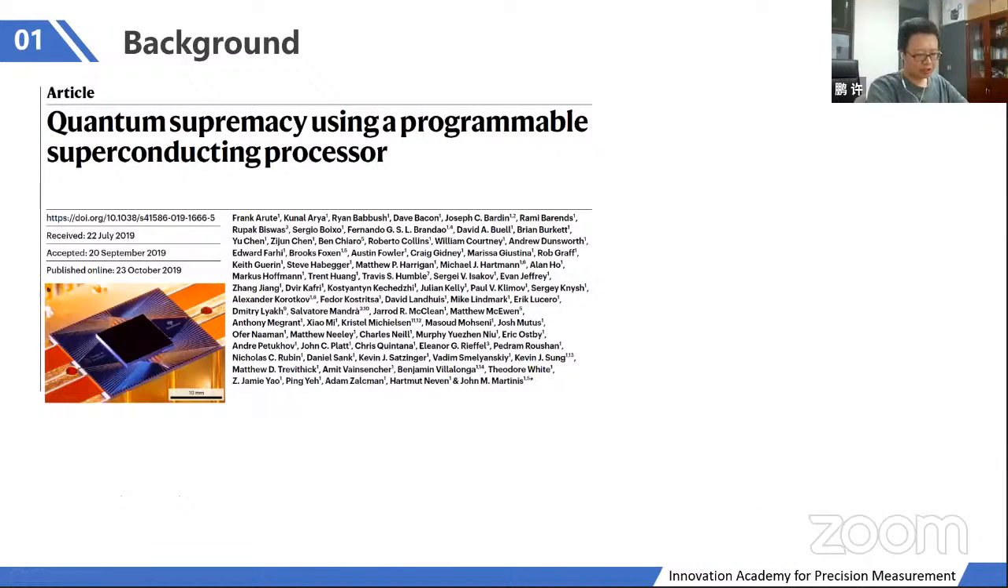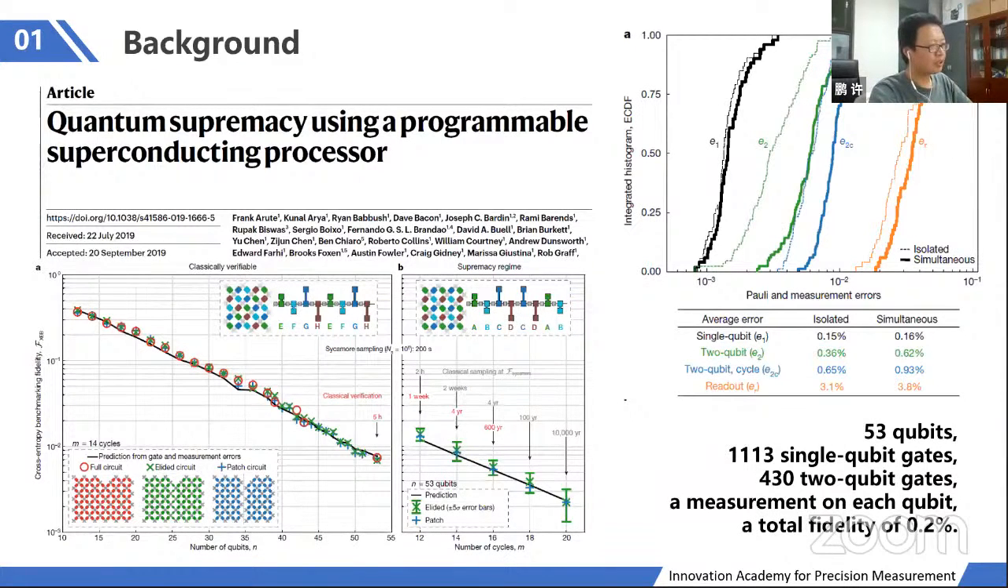And for superconducting systems, I think most of you may be familiar with that, which is led by John Martinez at Google. They have announced they realized quantum supremacy using a programmable superconducting processor, and they have demonstrated an algorithm that can run on their superconducting chip in some 200 seconds, which would take a classical computer some million years.